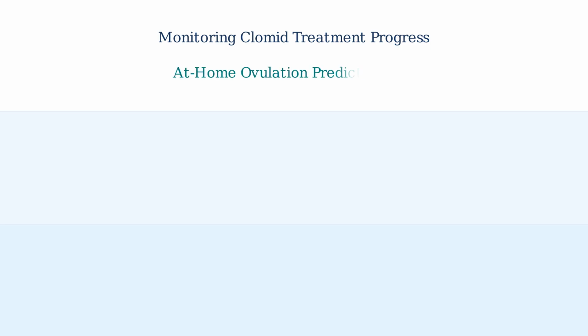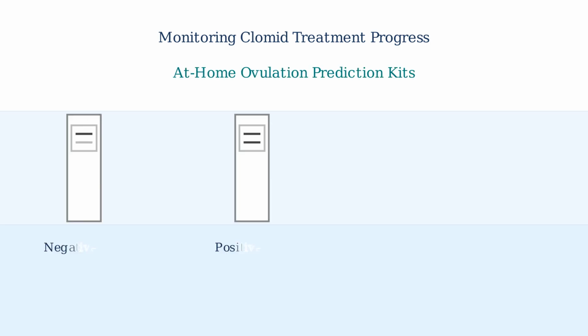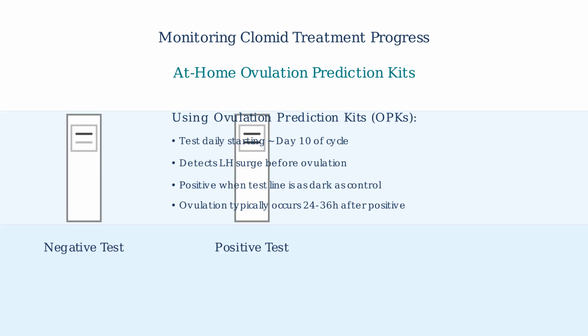At-home ovulation prediction kits are valuable tools for patients to monitor their own cycles between clinical visits. These tests detect the luteinizing hormone surge that occurs just before ovulation. Patients typically begin testing around day 10 of their cycle and continue until a positive result. A test is considered positive when the test line becomes as dark as the control line, indicating an LH surge. This usually means ovulation will occur within the next 24 to 36 hours.